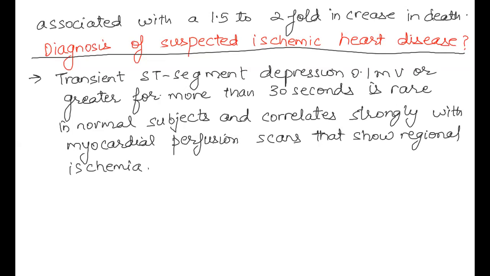So now by seeing the graph and how that graph is going down, we can also record by how many millivolts it is going down. So if this depression is 0.1 millivolt or more for more than 30 seconds, that is abnormal. That means that person has some associated heart disease.